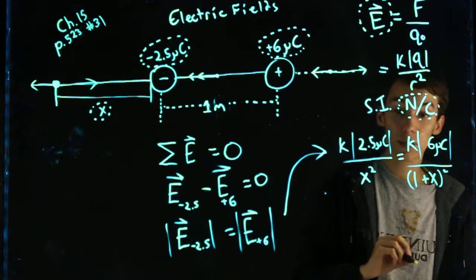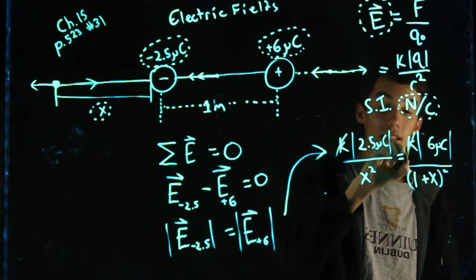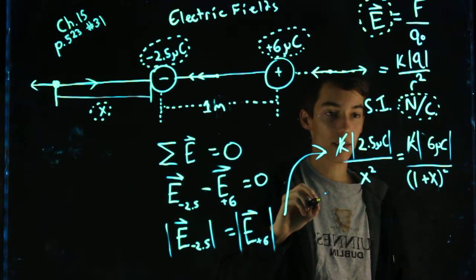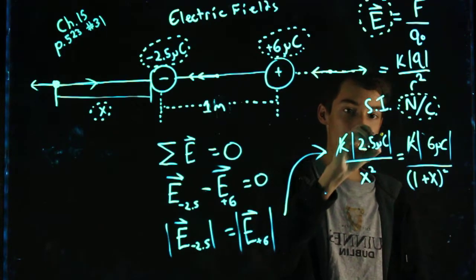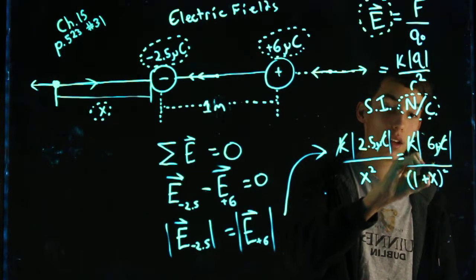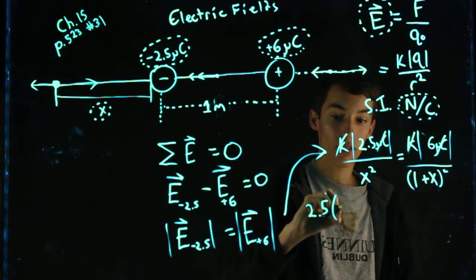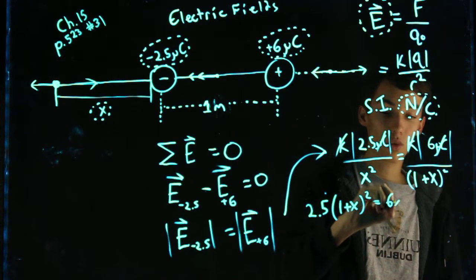And now at this point, it's just our math skills. We're going to solve for x. I see that we can cancel out these k's. It's much nicer than actually plugging in the 9 times 10 to the 9. And so we can also cancel out microcoulombs. And so I will cross multiply: 2.5 times (1 plus x) all squared equals 6x squared.